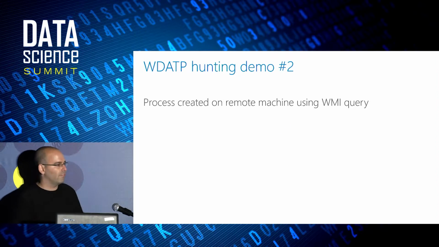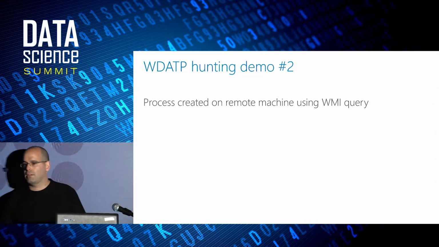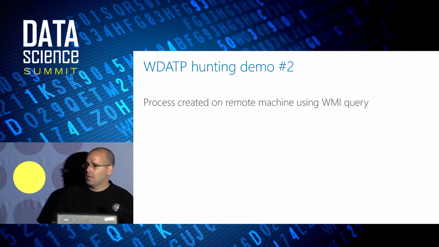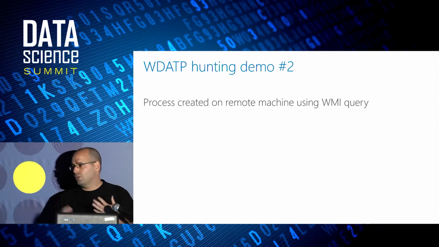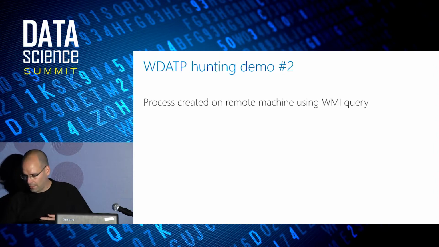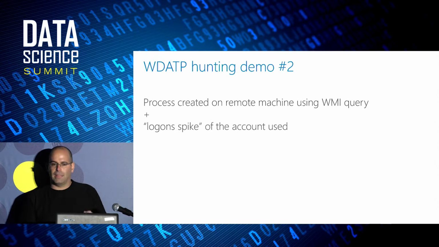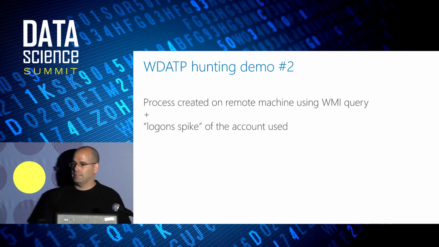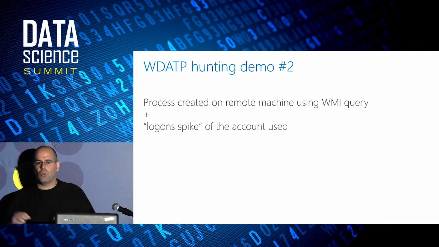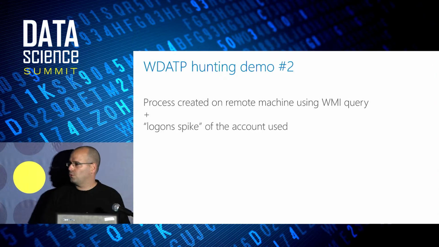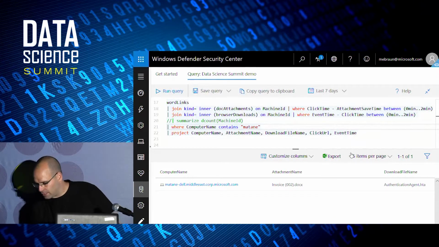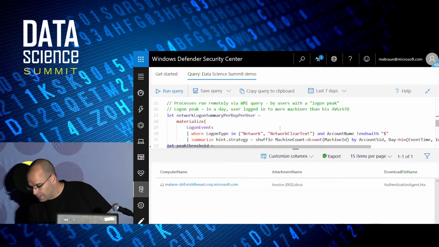In this one, we are going to investigate a lateral movement from one machine to the other using a technology, an API called WMI. Using WMI, you can do a ton of stuff, including running a process remotely on another machine. So again, this is very, very noisy, and in order to focus, we are going to join it, in this example, with an abnormal logon pattern, specifically a spike in the number of machines a user has logged on to in that day.